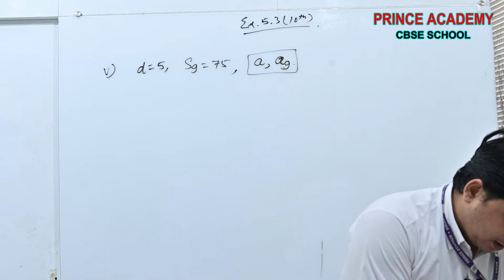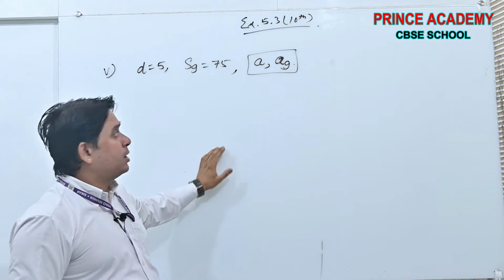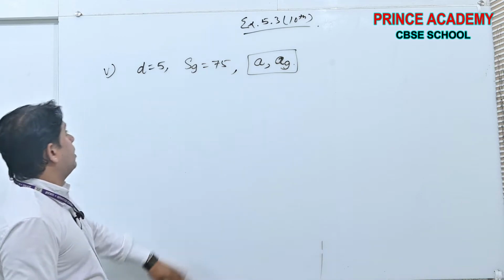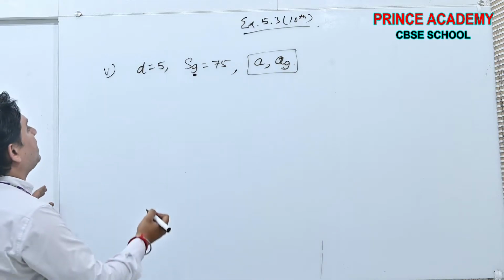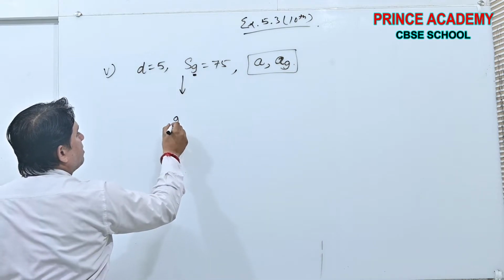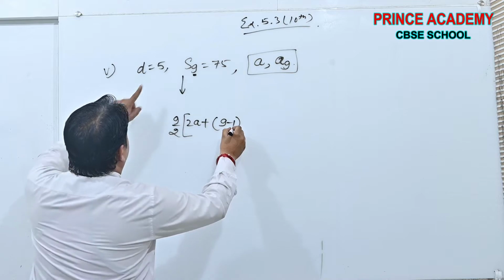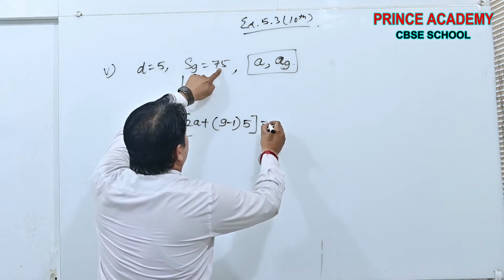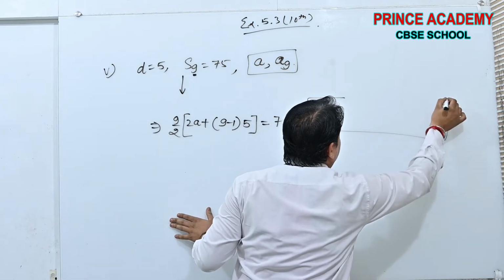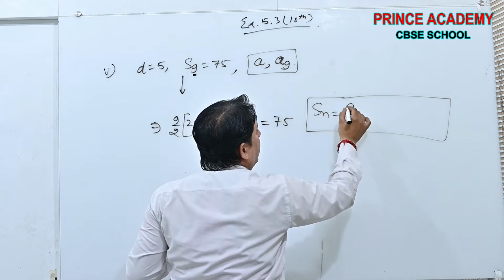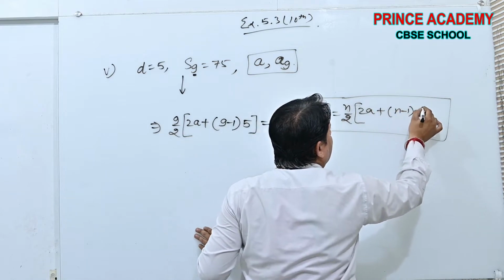See, if we observe, D is 5, Sn is given, and An we have to find. This means N is given. See, beta, can I write N by 2, 2A plus N minus 1 into D is equal to this? Yes or no? See, beta, I use the formula here: Sn is equal to N by 2 into 2A plus N minus 1 D.